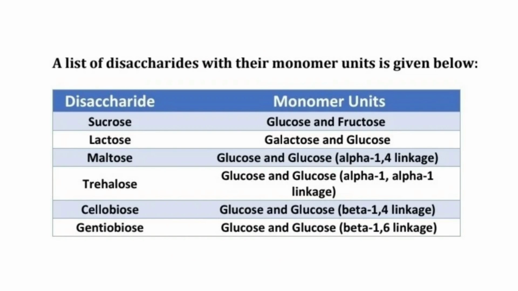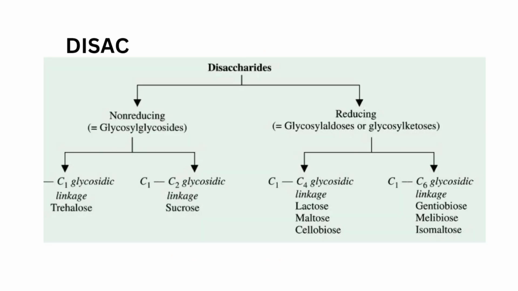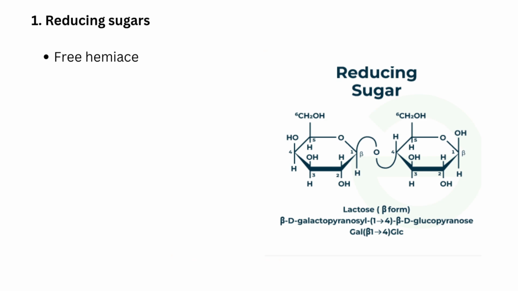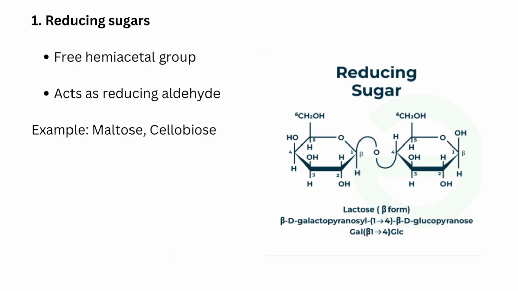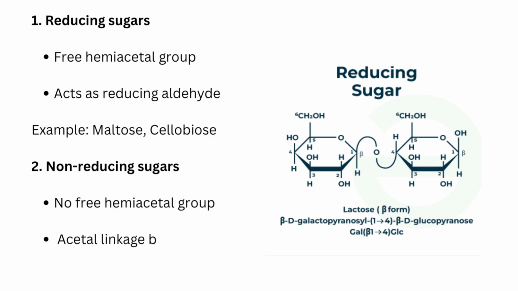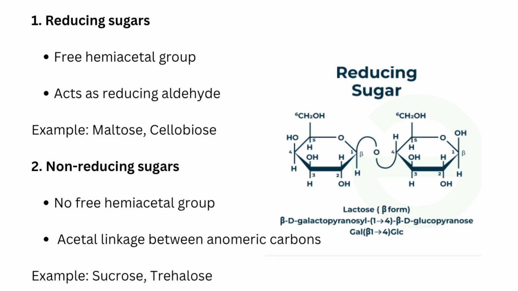And this is a list of disaccharides with their monomers, which join together to form a disaccharide. Now, disaccharides are also classified into reducing and non-reducing sugars based on their ability to undergo oxidation-reduction reactions. Reducing sugars are disaccharides in which one of the monosaccharide units has a free hemiacetal group. This free hemiacetal group can open to form an aldehyde group, allowing the sugar to act as a reducing agent. Therefore, disaccharides such as maltose are classified as reducing sugars.